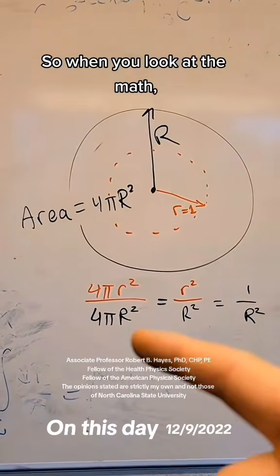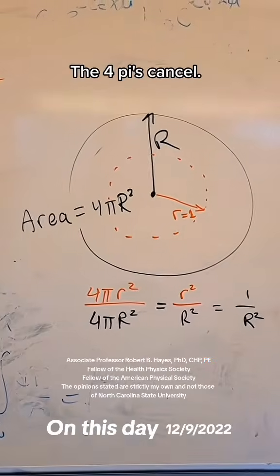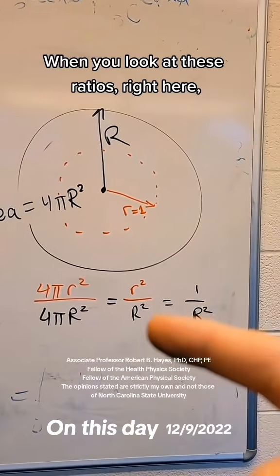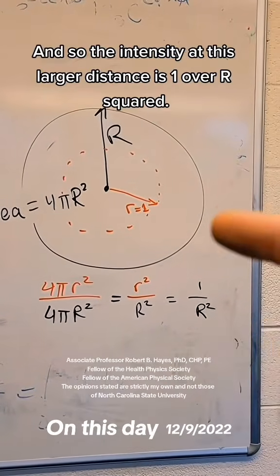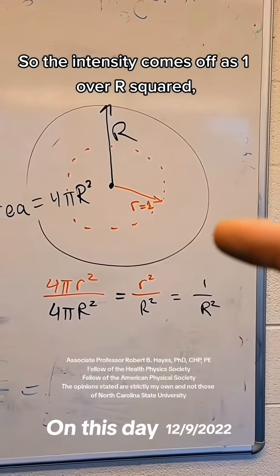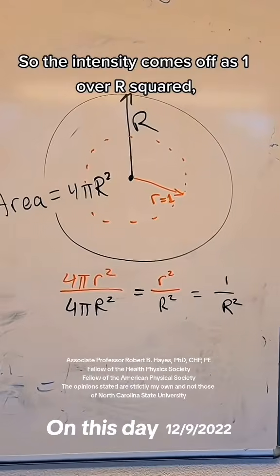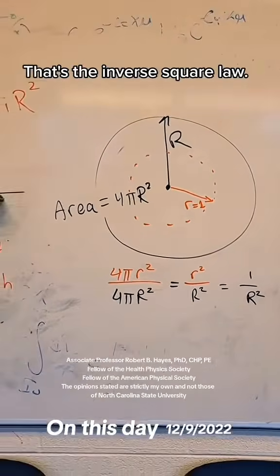So when you look at the math, the ratio is really quite simple. The 4 pi's cancel. When you look at these ratios right here, remember the little r is 1, and so the intensity at this larger distance is 1 over r squared. So the intensity comes off as 1 over r squared as you go out some distance. That's the inverse square law.